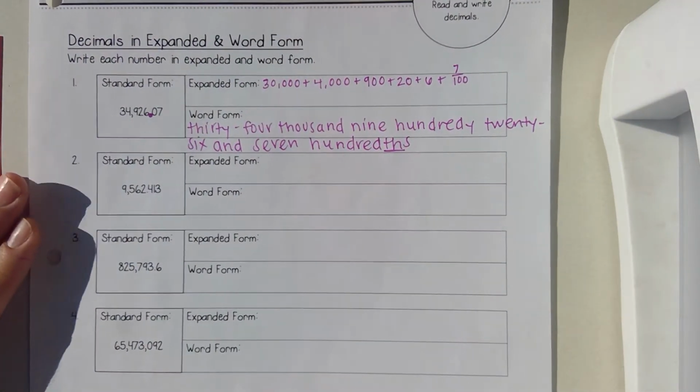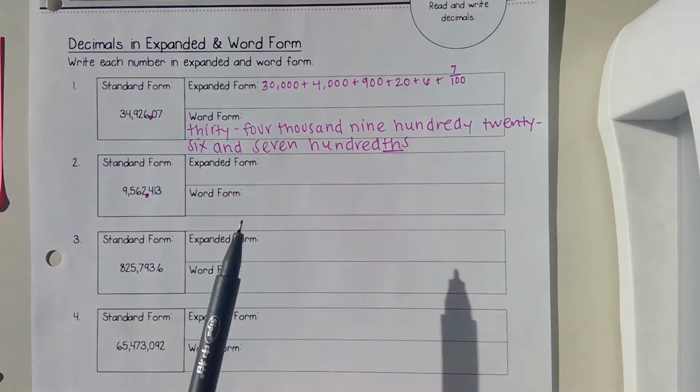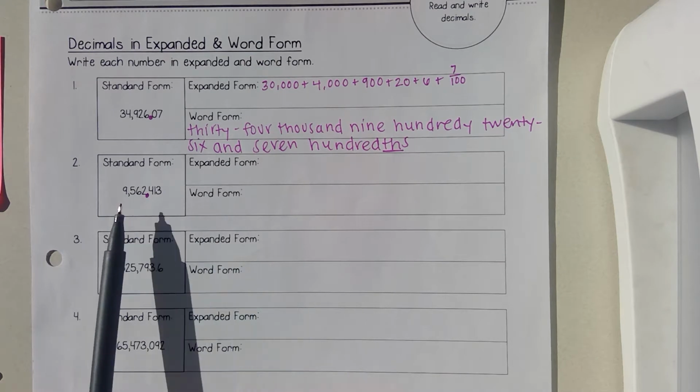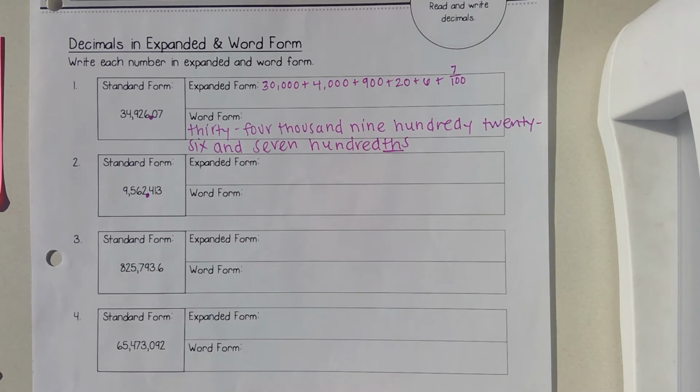All right, let's look at number 2. So I'm going to make my decimal point a little bit larger. Everything to the left is a whole number. Everything to the right is a decimal. So this would be 9,562 and 413 thousandths.